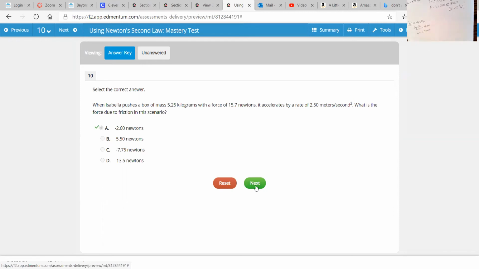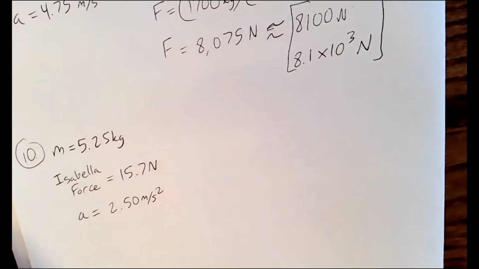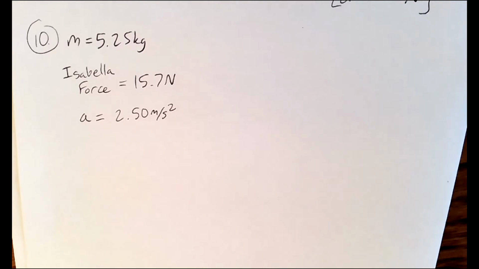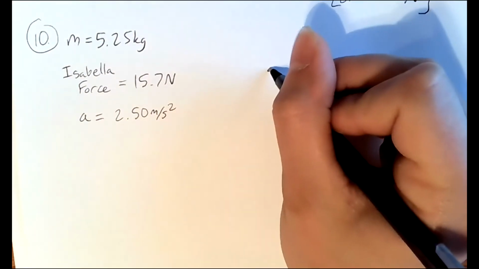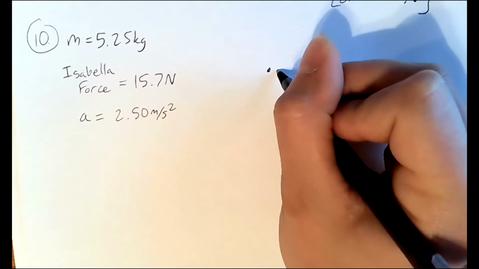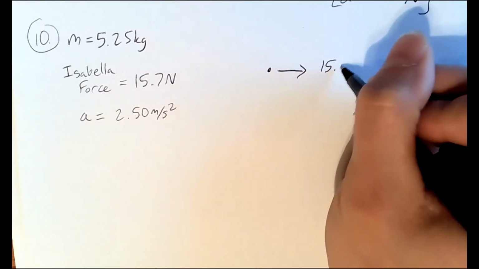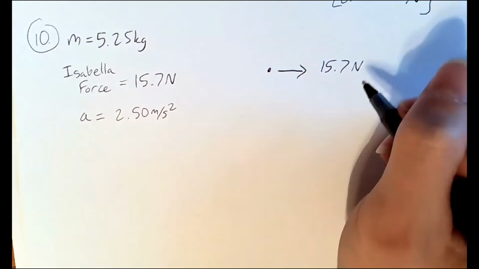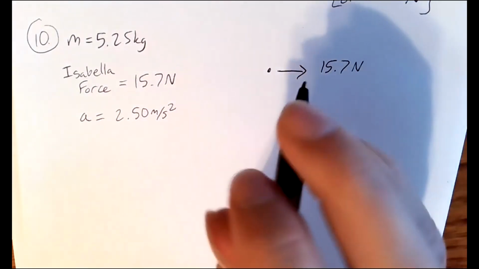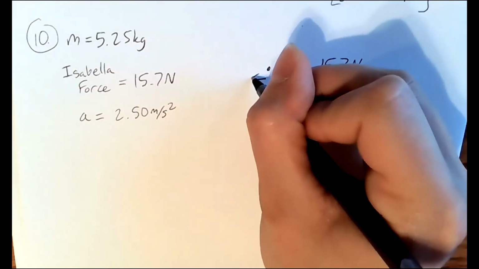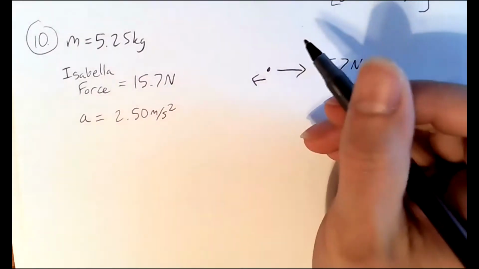So we actually have to find the friction this time. This is the most different problem we've come across so far. So first step, I suggest drawing it out. So we have this object. She's pushing 15.7 newtons in one direction, but we know there's friction pushing the other way as well. How do we know that?